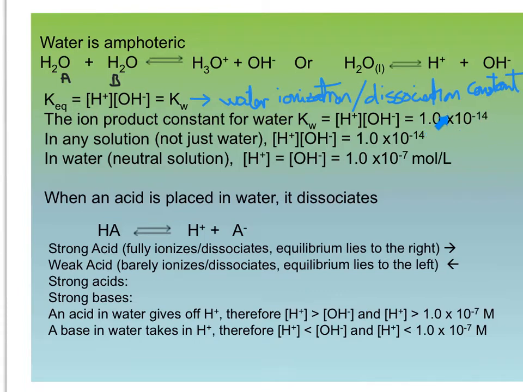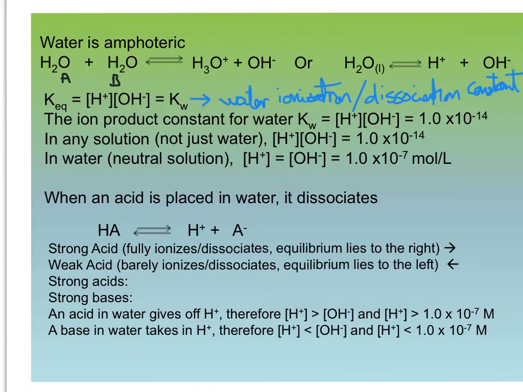That's a number that you need to remember. Turns out, any aqueous solution, whether it's acidic, basic, or neutral, so not just water, any aqueous solution, if you take the concentration of the H+ in that solution times the concentration of the OH- in that solution, it is always equal to 1.0 times 10 to the negative 14. Again, any aqueous solution, acid, base, or neutral.